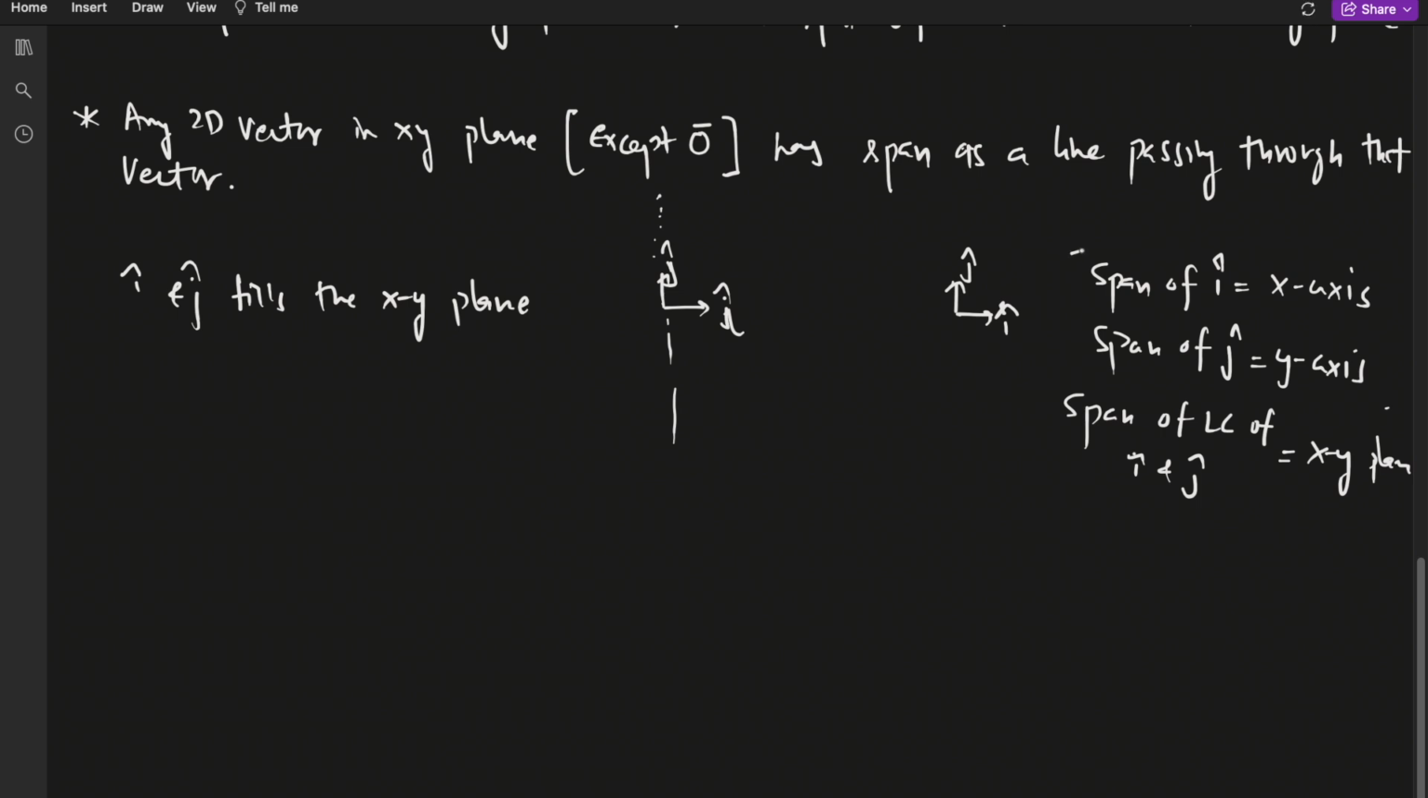If you get how the span of i hat is the x-axis, then this is simple, because the same analogy goes for the span of j hat. These two 1D spans, which are independent of each other, will give you, through their linear combination, the xy plane, right? And the same analogy goes for 3 dimensions, where we have i hat, j hat and k hat.